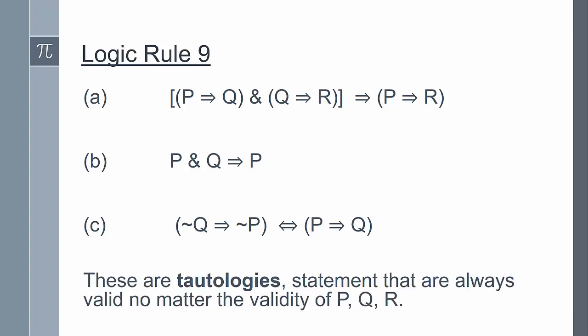So all of these statements are what we call tautologies. These statements are always true just by their form, and we don't have to worry about the validity of the individual statements, P, Q, and R.